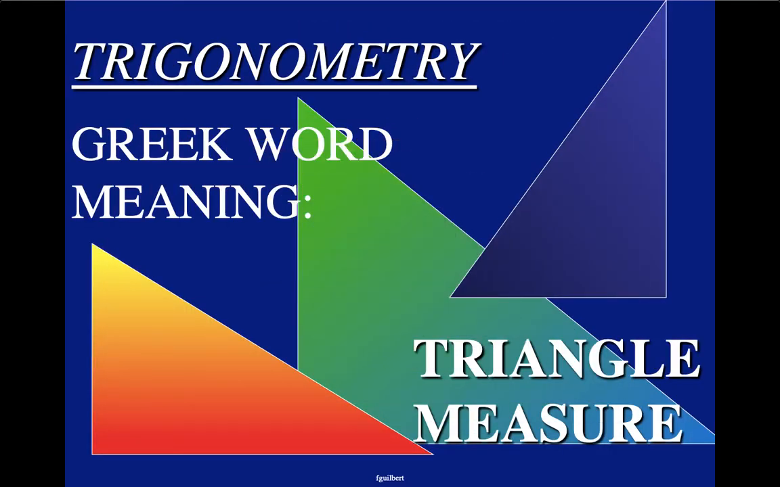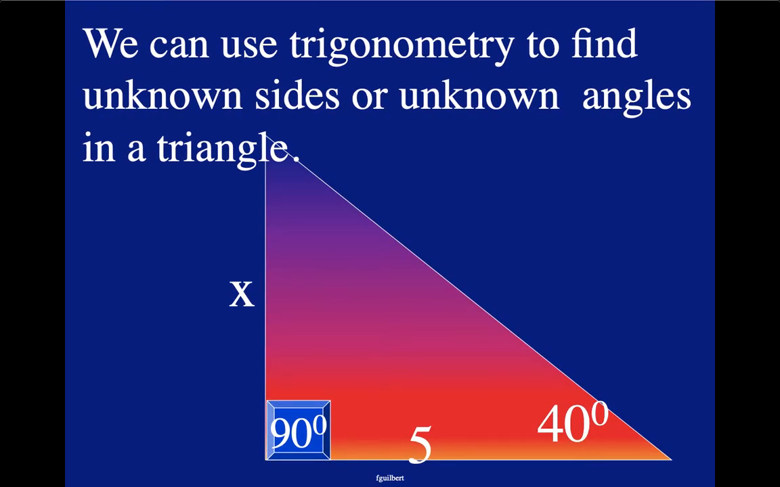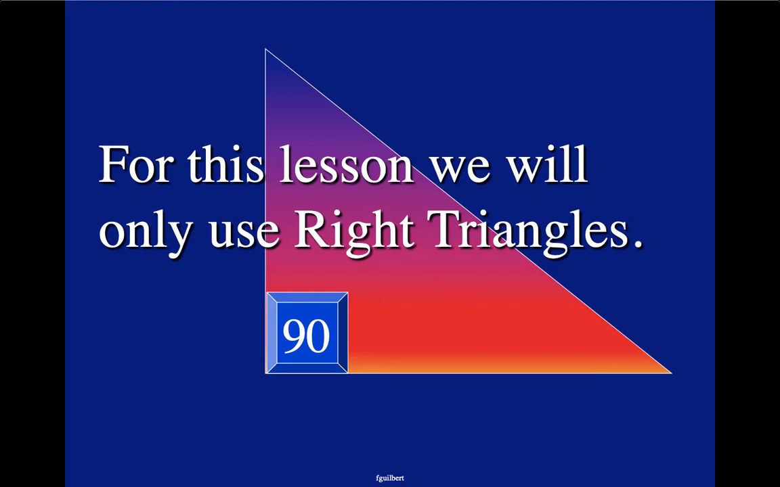Trigonometry is a Greek word that means triangle measure. We can use trigonometry to find the unknown sides or unknown angles in a triangle. Today we'll only be talking about right triangles.